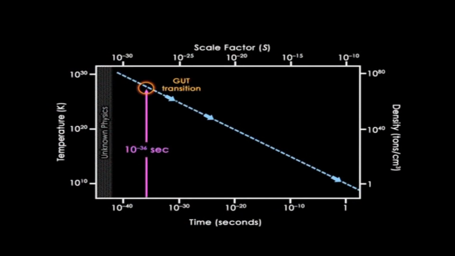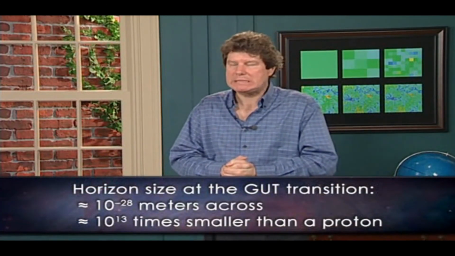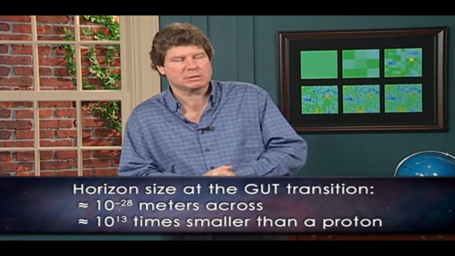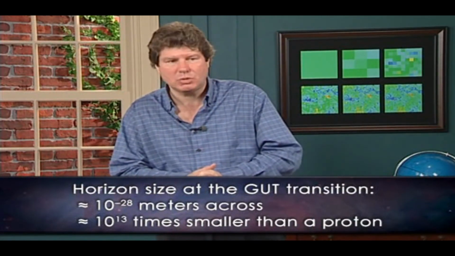Here's that transition on our graph from last lecture of time versus temperature. Remember, the GUT transition occurs when the strong force separates from the electroweak force. Now, when this separation occurs, for reasons that I don't have time for, magnetic monopole particles are created, one per horizon size. Now, at that very early time, the horizon size was a mind-numbing 10 to the minus 28 meters across. That's 10 to the 13 times smaller than a proton. So an enormous number of monopoles was made.